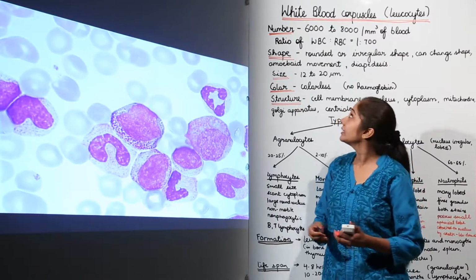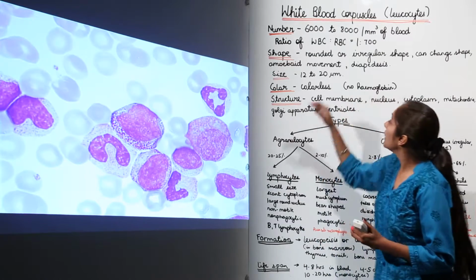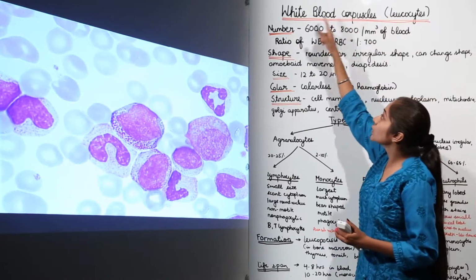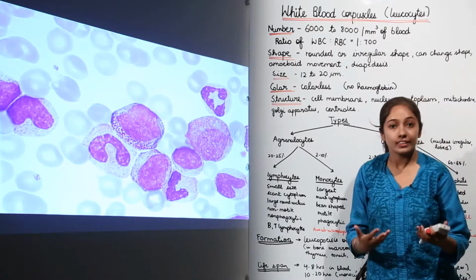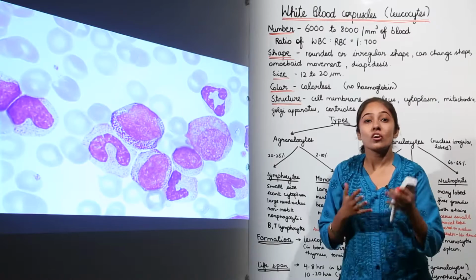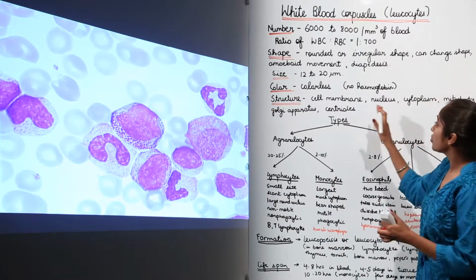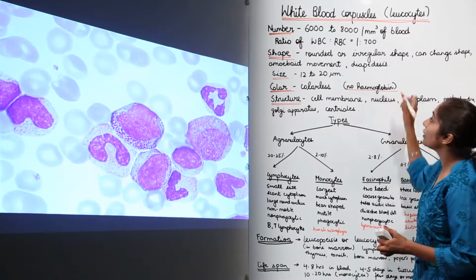Now let's discuss white blood corpuscles, which we also call leukocytes. Well, leukocytes are termed white blood corpuscles because they are colorless. Why are they colorless? Because, as compared to red blood corpuscles, they do not contain hemoglobin. So one very important feature of this is that they contain no hemoglobin.